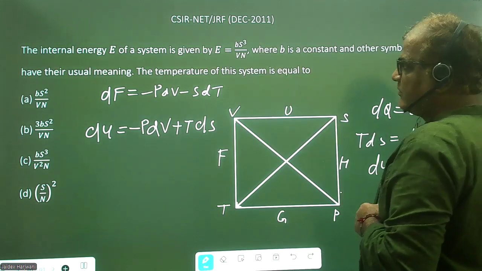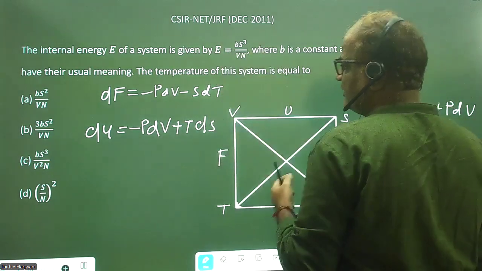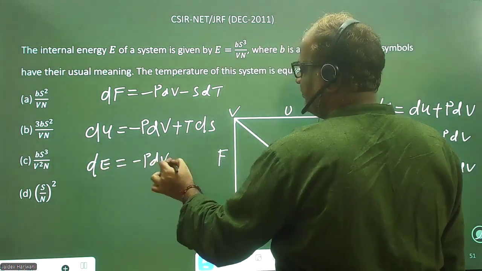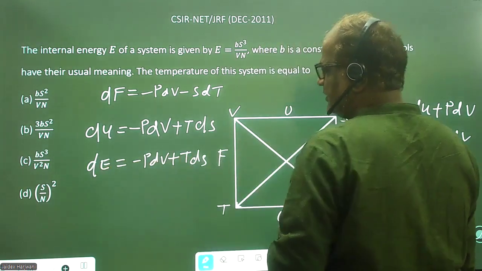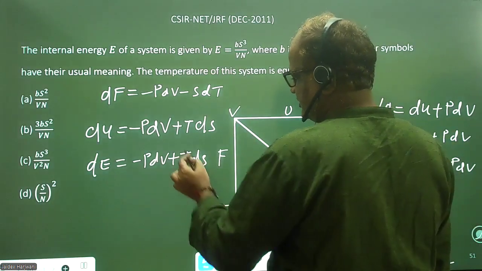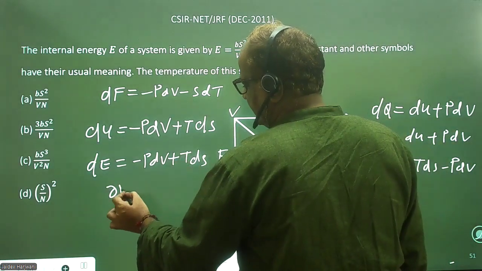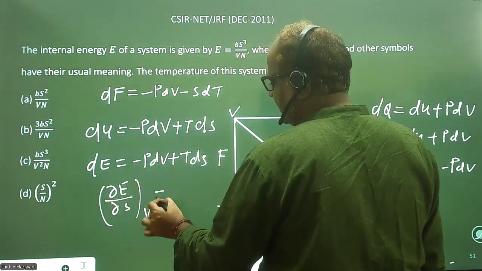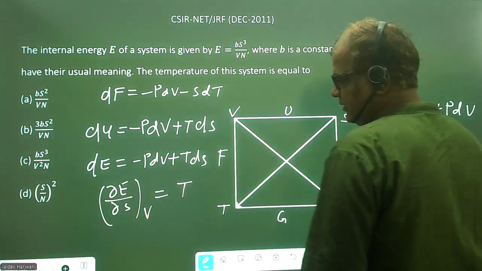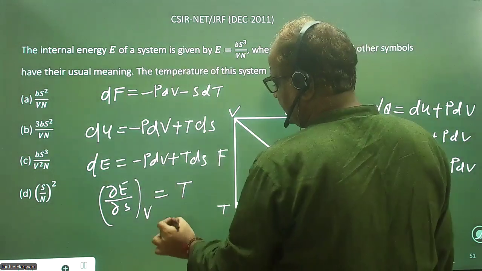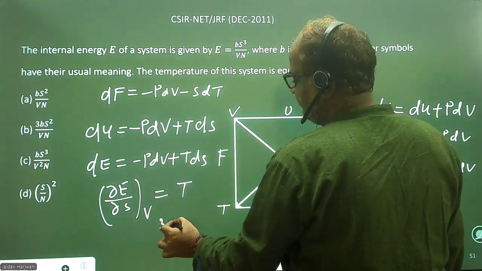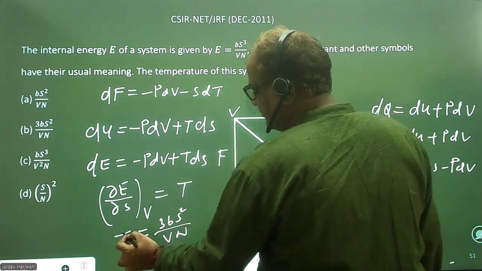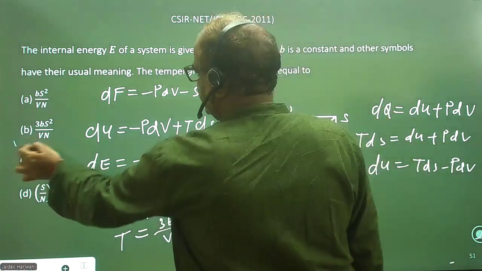Now, coming back to the problem, here energy is represented by E, so this will be dE equals minus PdV plus TdS. Now I want to find the temperature, so this T I want to find. I can simply differentiate dE with respect to dS, keeping the volume constant, and this will give me T. When I differentiate this, it will give me 3b S square Vn, and this will be the expression for temperature. So option B is the correct answer.